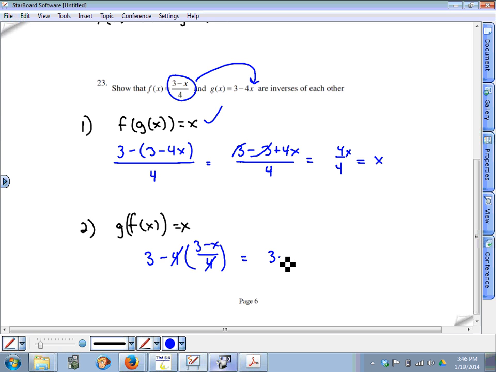4's cancel, so this is 3 minus x, which is 3 minus 3 plus x. The 3's are gone, so we're just left with x, which shows that the composition going both ways is equal to x.